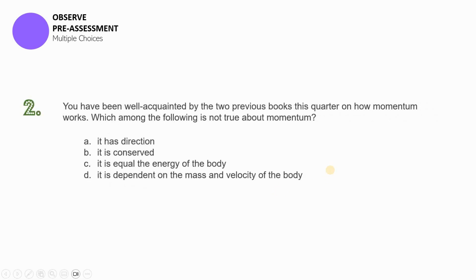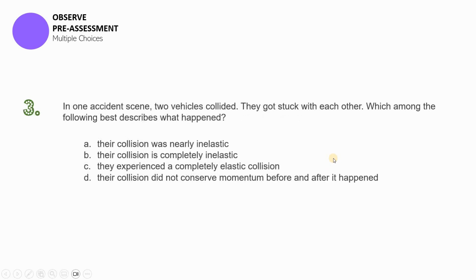You have been well acquainted by the two previous books this quarter on how momentum works. Which among the following is not true about momentum? A. It has direction. B. It is conserved. C. It is equal to the energy of the body. D. It is dependent on the mass and velocity of the body. If you need more time, pause this video. If you are through, let us now proceed with item number 3.